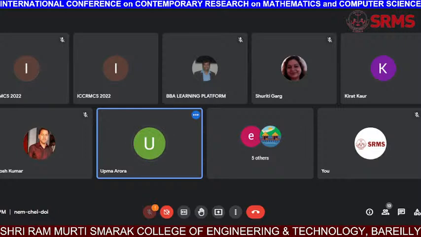I'm just sharing my screen. Is my screen visible? Yes. Should I start? Yes, please go ahead. So the title of our paper is Smart Job Scheduling for Latency Management in Multi-Layer Fog Cloud Environment.